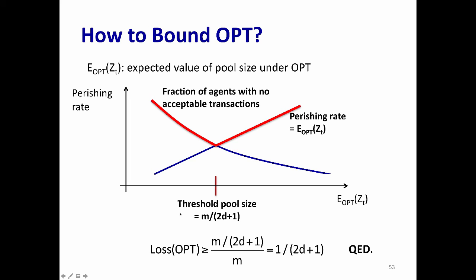As a result, if you calculate the loss, it would be equal to the perishing rate, the lower bound on the perishing rate, divided by the arrival rate, m, which is equal to 1 over 2d plus 1. As a result, the loss under no algorithm can be less than 1 over 2d plus 1.